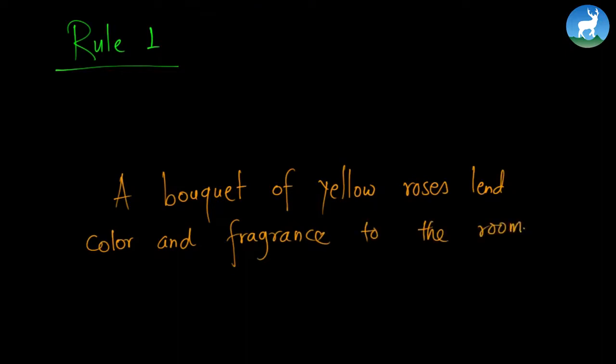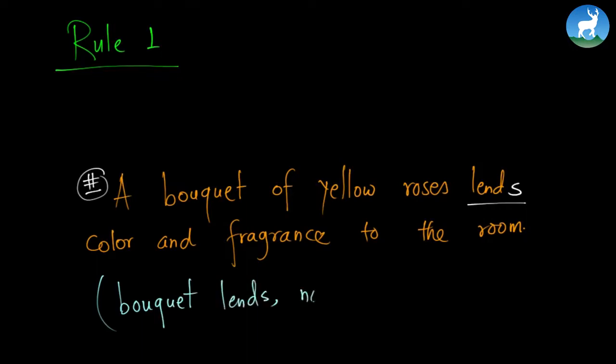There is something essentially wrong with this sentence, and I want you to find the mistake right now. Something is inherently wrong with this sentence. Can you spot the mistake? A bouquet of yellow roses lend color and fragrance to the room. What is the mistake? A bouquet of yellow roses lends, not lend. So why not lend and lends? Because bouquet lends, not roses lend. Did you see my point?